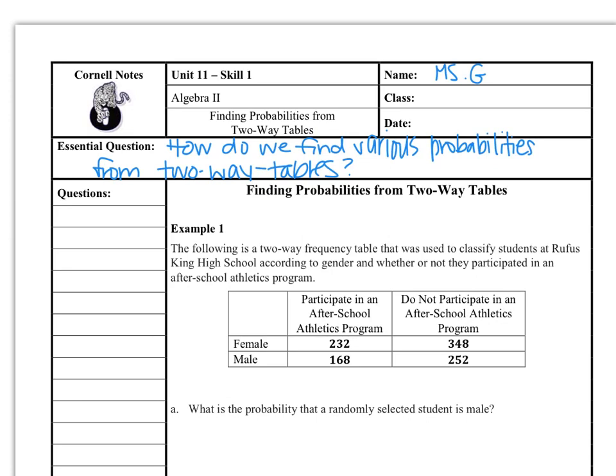So we are jumping into a brand new unit where we are going to talk about probabilities today. And mostly we're going to talk about probabilities in two-way tables. So here's your essential question. Pause your video so you can write it down. How do we find various probabilities from two-way tables?